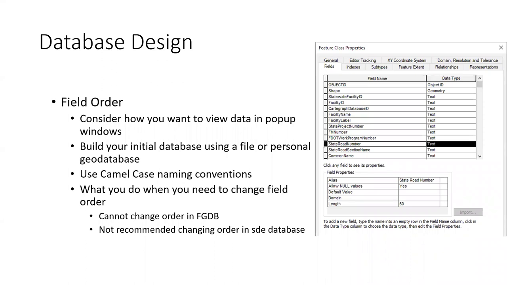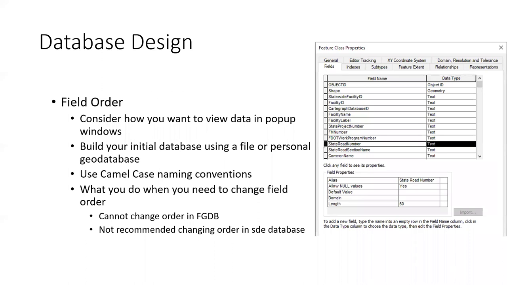So use a file or personal geodatabase to nail down the design of your feature class tables or your related tables, your inspection tables or your maintenance records tables or anything like that. Build all that out in an environment outside of your enterprise database, so that you can test them, tweak them, and finalize them. And when you get to a final state, then you can migrate that to the enterprise database.